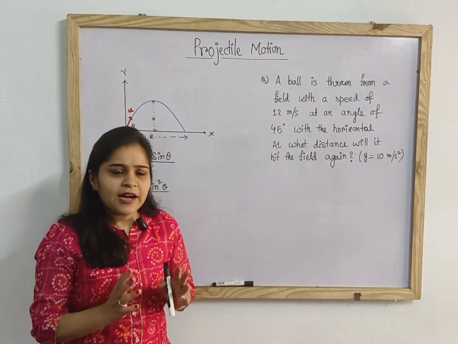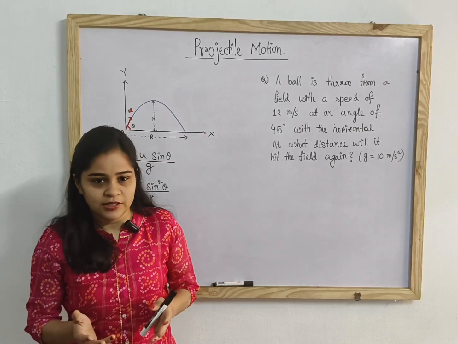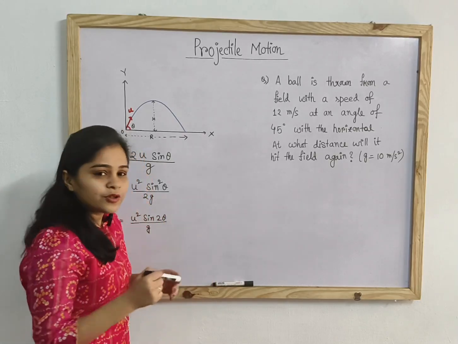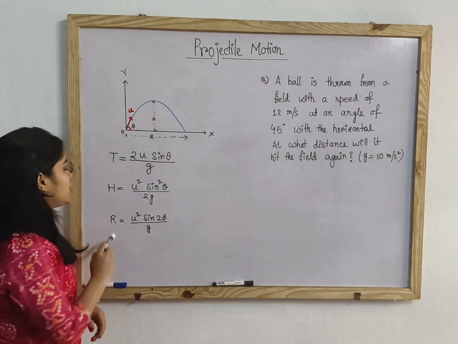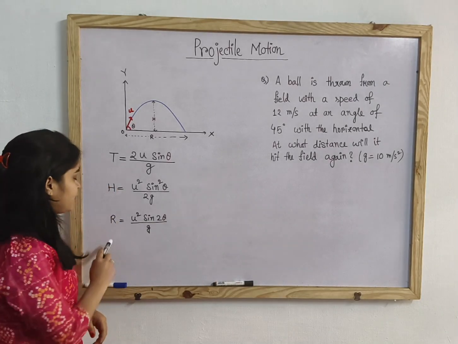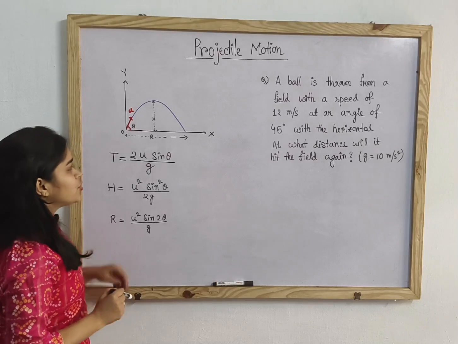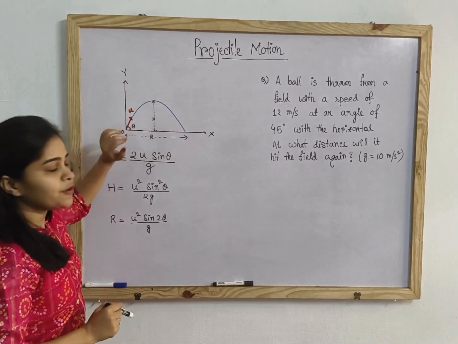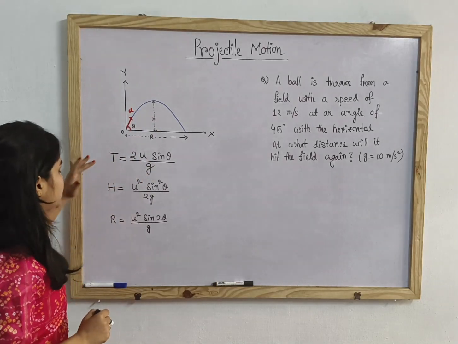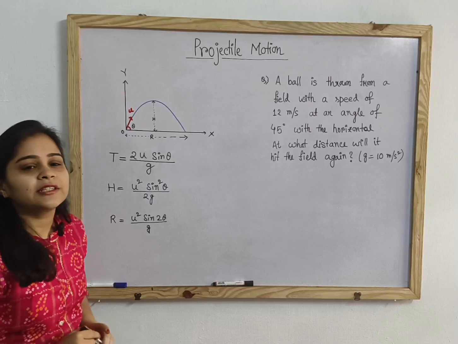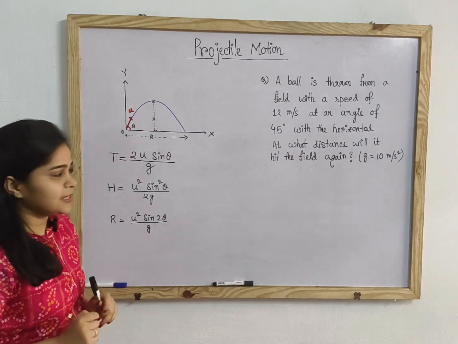We actually derived some basic formulas in the case of projectile motion. What were the formulas? The formula for the time of flight, the formula for the maximum height, and the formula for the horizontal range. So this was the motion of a projectile, and these are the formulas. T, H, and R, these three formulas are very important. You have to memorize these formulas.